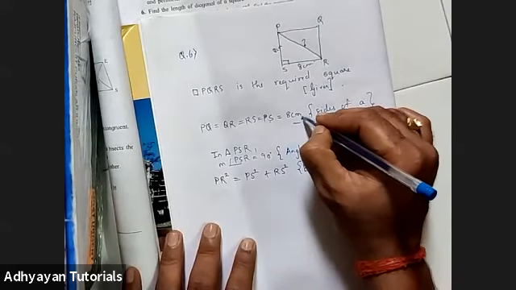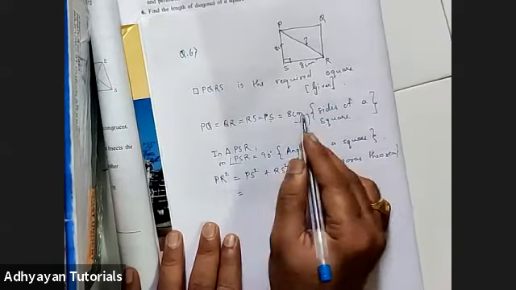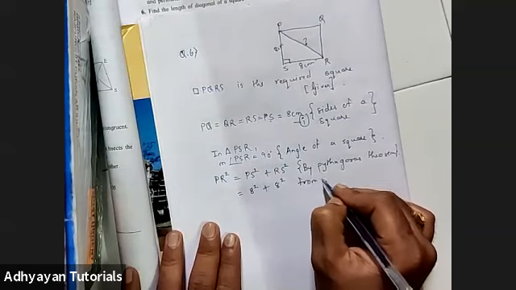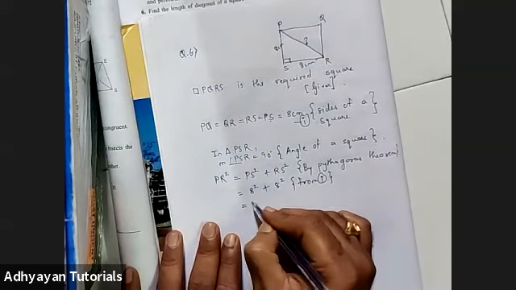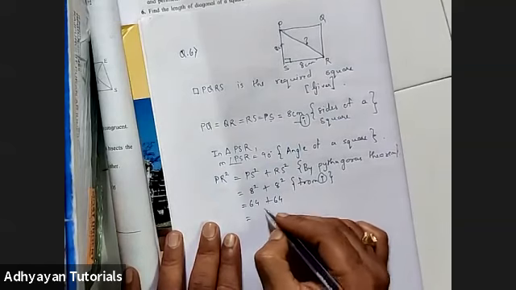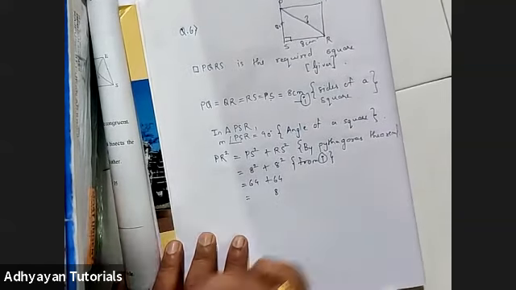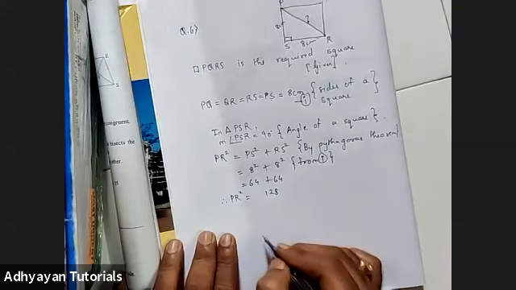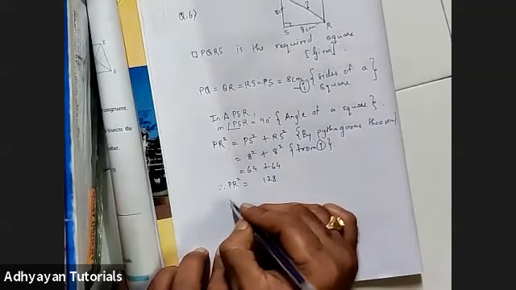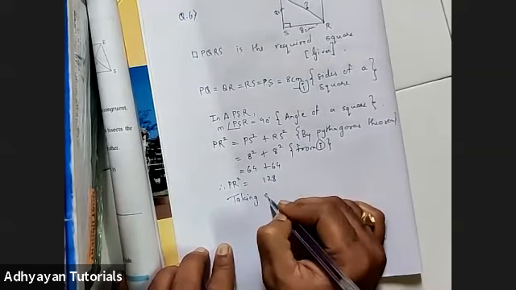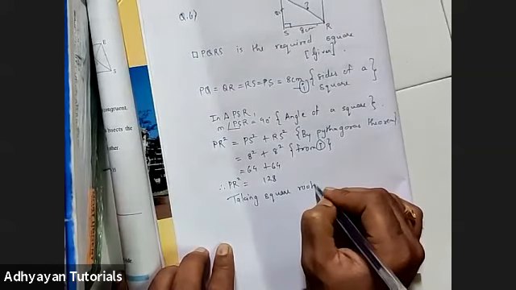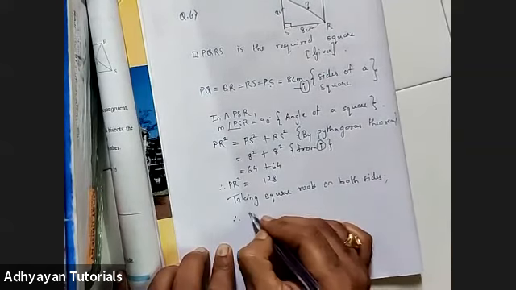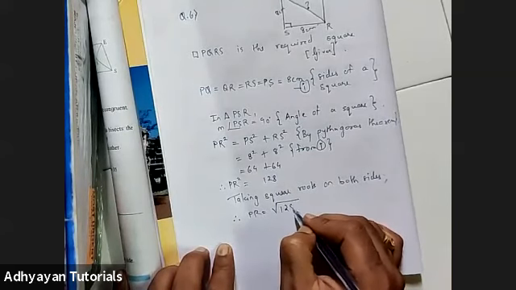Okay, I mark this as equation 1. So PS ka value is 8 and RS ka value is also 8. This has to come from 1. Okay, 128. So we have to take roots on both sides. So taking square roots on both sides, PR is equal to root of 128.